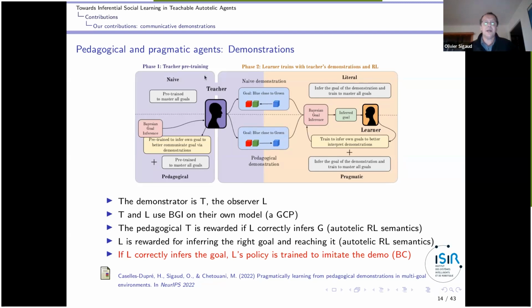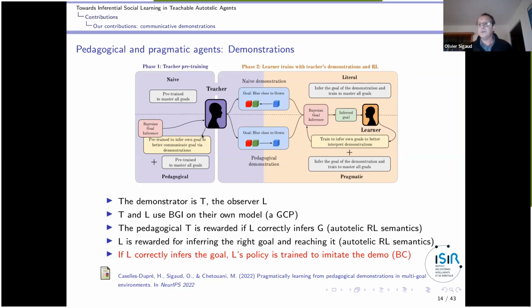So first we had a naive teacher choosing any way to get the objective done without taking care about this ambiguity. And we have a pedagogical teacher which uses Bayesian goal inference. So it's using its own policy to determine whether its demonstration will be more or less ambiguous for the learner. Okay, just by trying to figure out what's the probability of the different goals given the demonstration it is giving and choosing the demonstration that will maximize the probability that the correct goal is inferred.